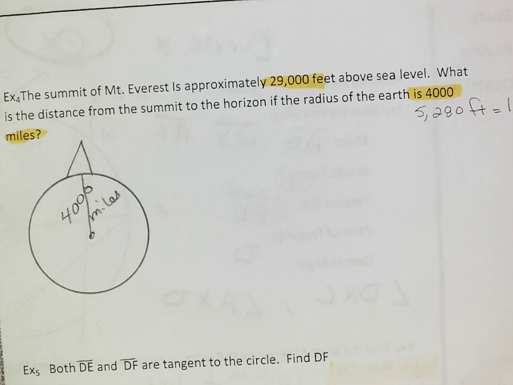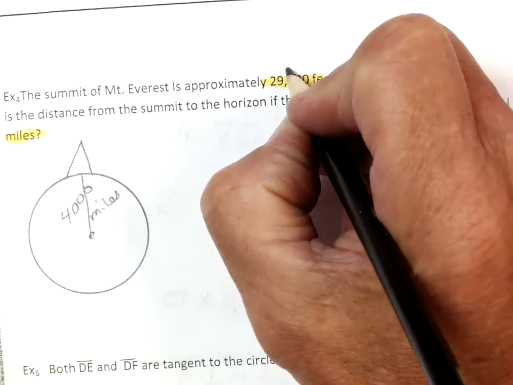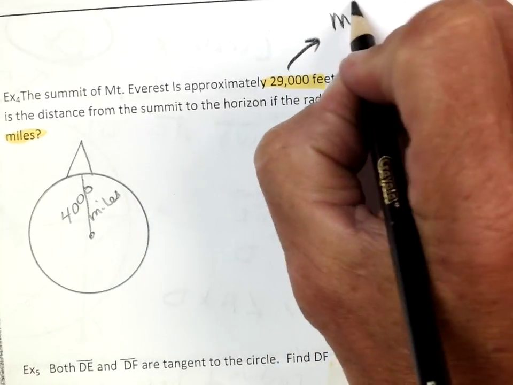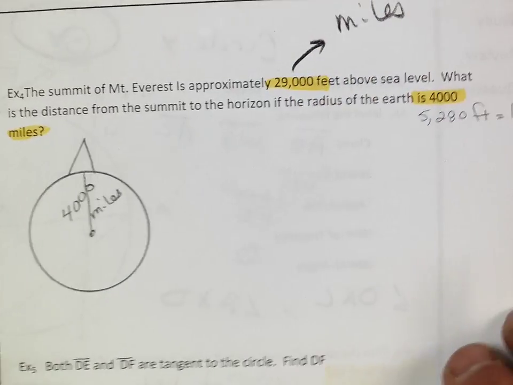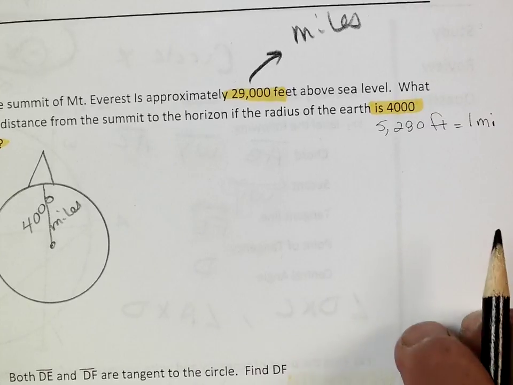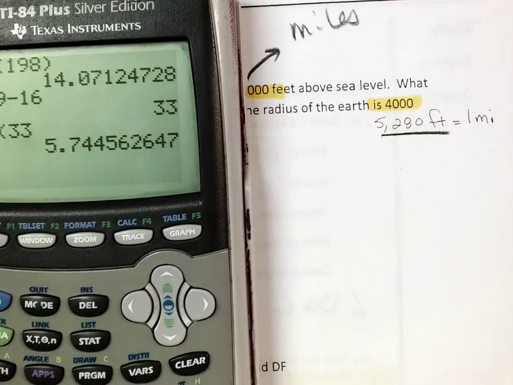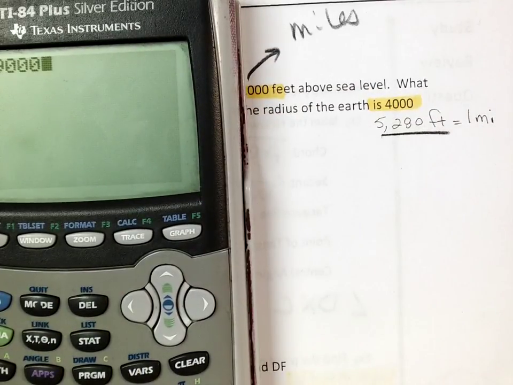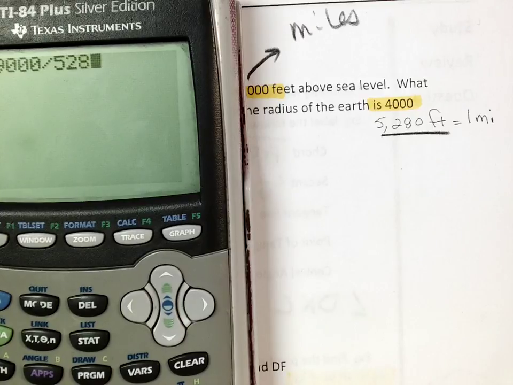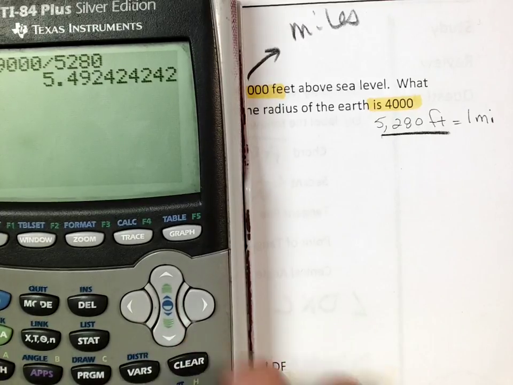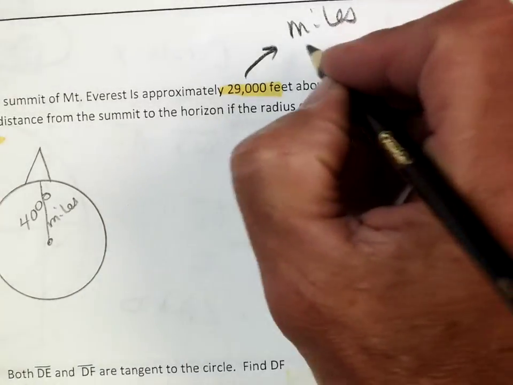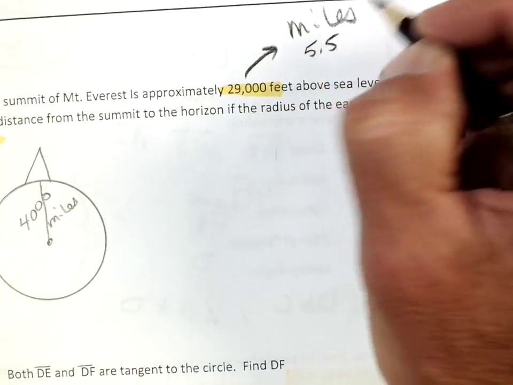So can we convert Mount Everest into miles? How are we going to convert Mount Everest into miles, okay? So let's first of all, how many miles is that? How am I going to figure out how many miles that is? 5,280. Right, everybody agree? So here's my conversion number. So let's just take my 29,000 divided by 5,280. And I get about a 5.5. We'll go along with 5.5. So Mount Everest is about 5.5 miles up in the sky, right?